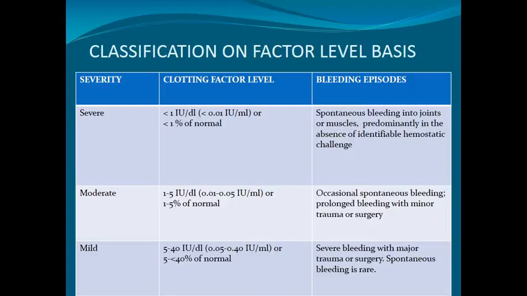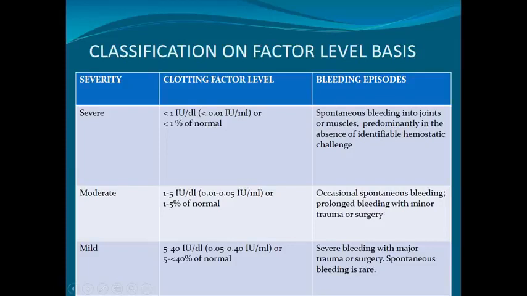Hemophilia A is classified into three categories: mild, moderate, and severe. Mild means factor level is 5 to 40% international units per deciliter. Moderate means 1 to 5%, and severe less than 1%. Normally the concentration of factor VIII is between 40 and 150% international units per deciliter. But if it is between 5 and 40, it will be labeled as mild. From 1 to 5 it is moderate, and less than 1% it will be classified as severe.